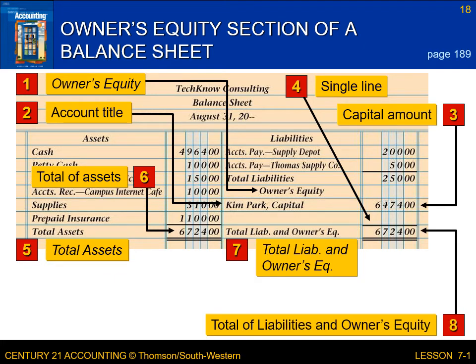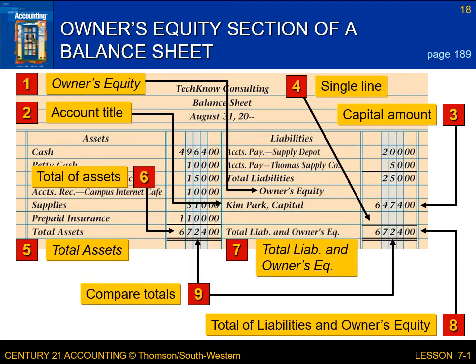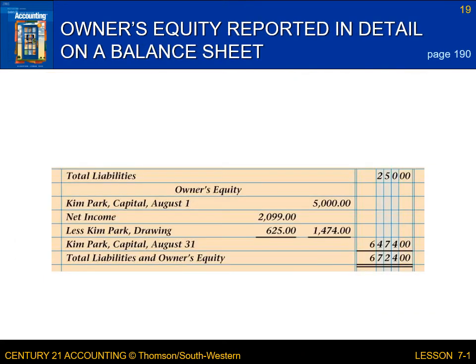Okay. Once you get done, you'll be adding up our total liabilities plus capital to get our total liabilities and owner's equity. Comparing the totals, you want them to be on the same line so you can horizontally see they are both equal. Double line, show you're finished.